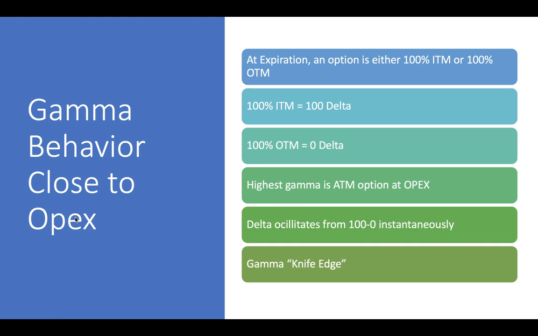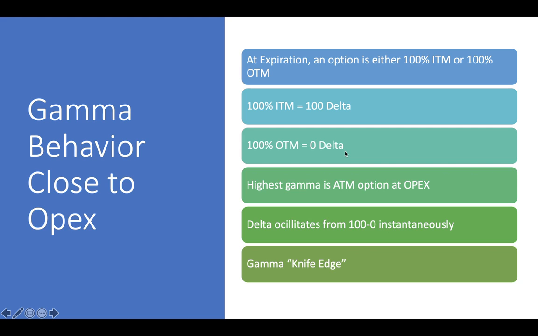So, options expiration, or OPEX. How does gamma behave at options expiration? If you think of an option at expiration, let's say you own a call with a 50 delta. When an option expires, it either expires in the money or out of the money. When an option is in the money and there's no more time value, your delta becomes 100. When it's out of the money and there's no more time value, your delta becomes 0.